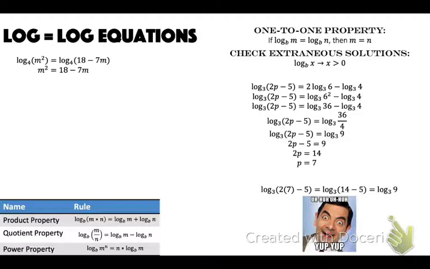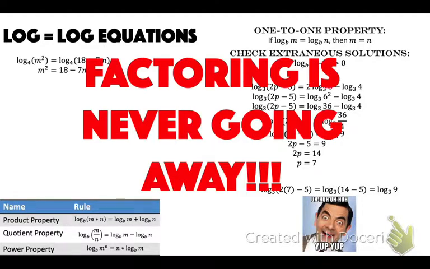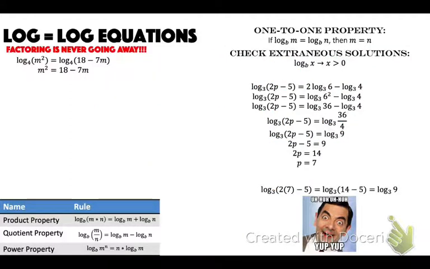So what do we have to do here? Factoring. Factoring is never going away. I will say this literally for as long as I teach high school. Factoring is never going away. So then I'm going to move everything to one side. So I am going to add the 7m to this side. And I'm going to subtract the 18. So we get m squared plus 7m minus 18 equals 0.